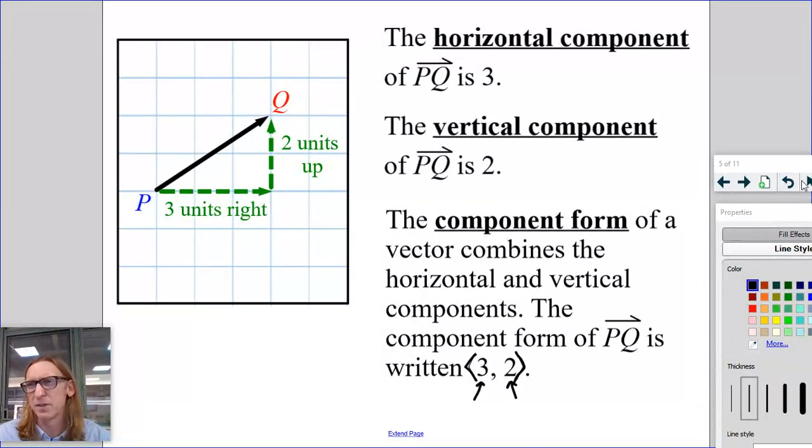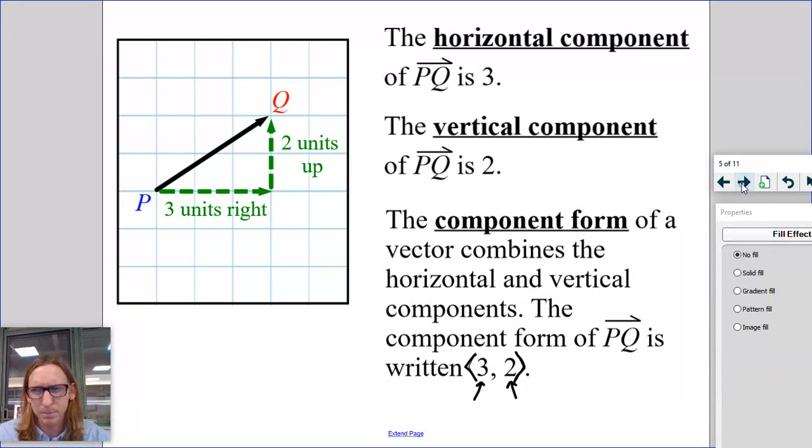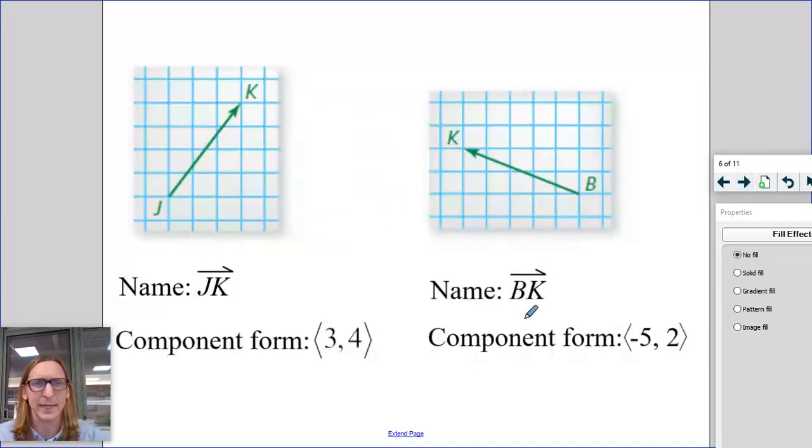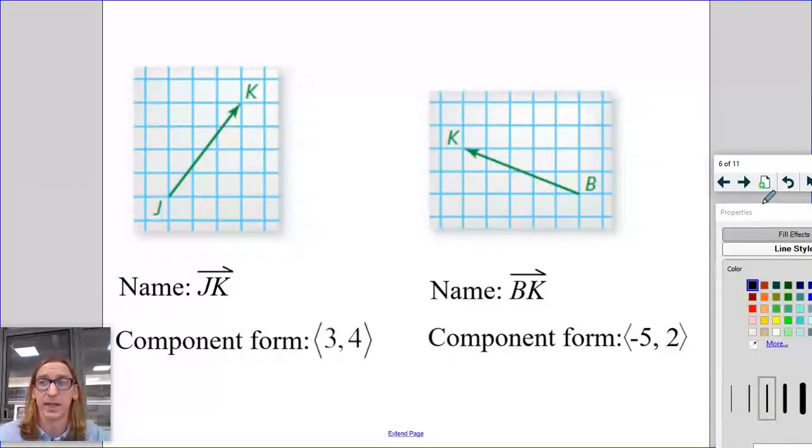Two more examples of naming vectors in component form would be with these two vectors right here. This is a vector that starts at point J and ends at point K, so we call it vector JK, and its component form is <3, 4>. That's usually how we say it. Travels 3 units to the right and 4 units up. 1, 2, 3, 4. Yeah, 4.